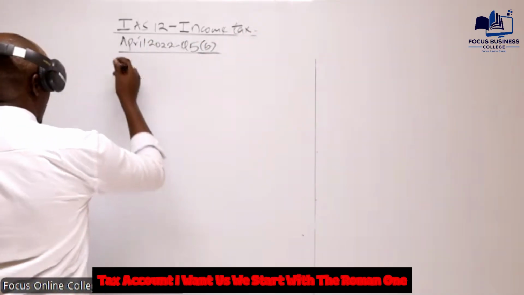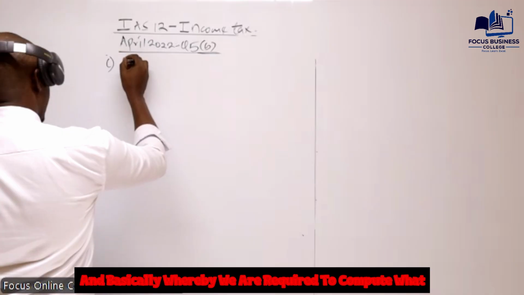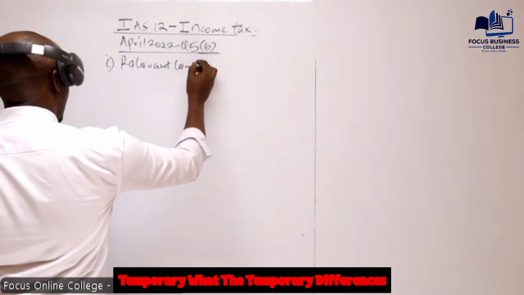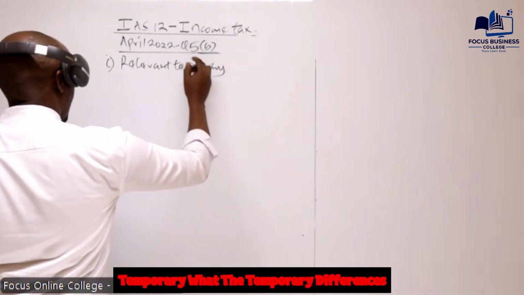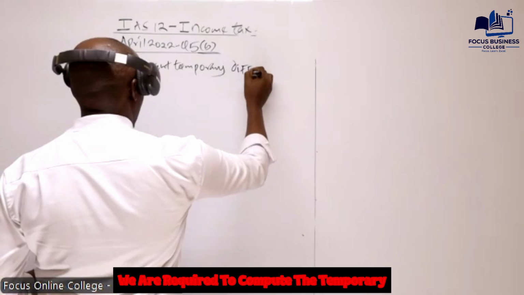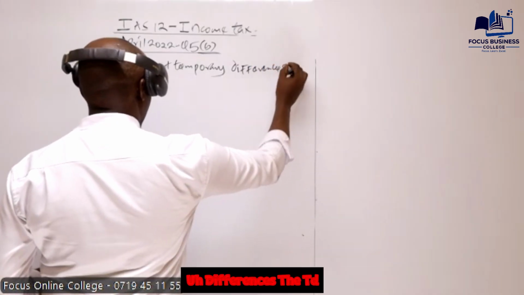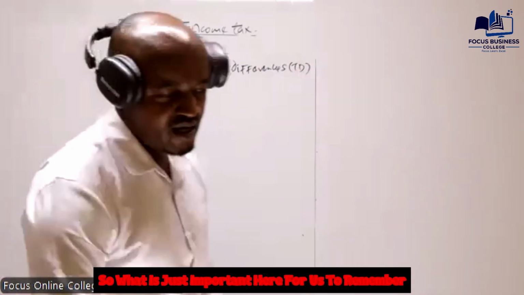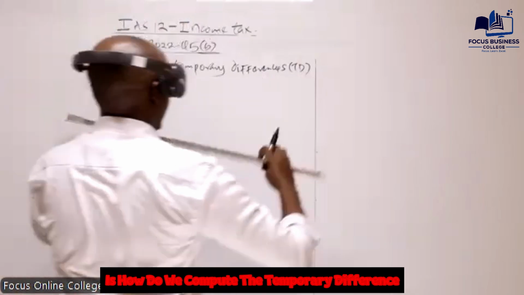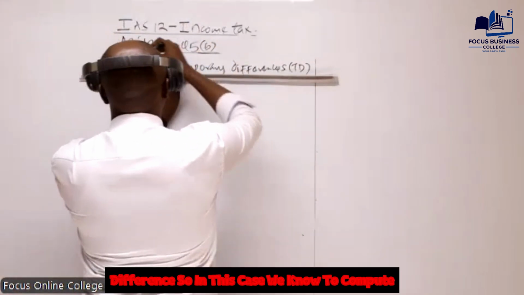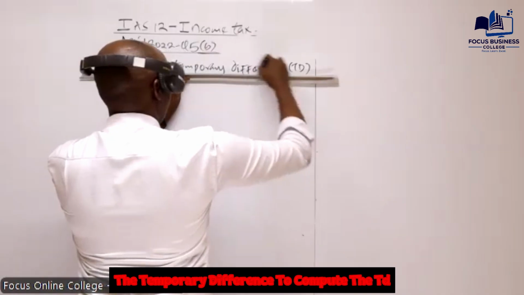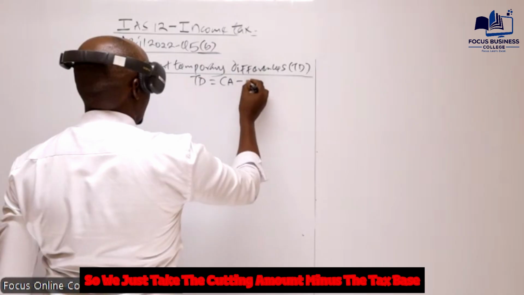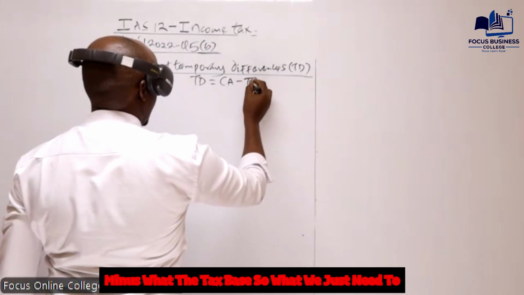I want us to start with the Roman 1, basically whereby we are required to compute the relevant, in other terms, the temporary differences, the TD. So what is important here for us to remember is how do we compute the temporary difference? In this case, we know to compute the temporary difference, to compute the TD, we just take the carrying amount minus the tax base.